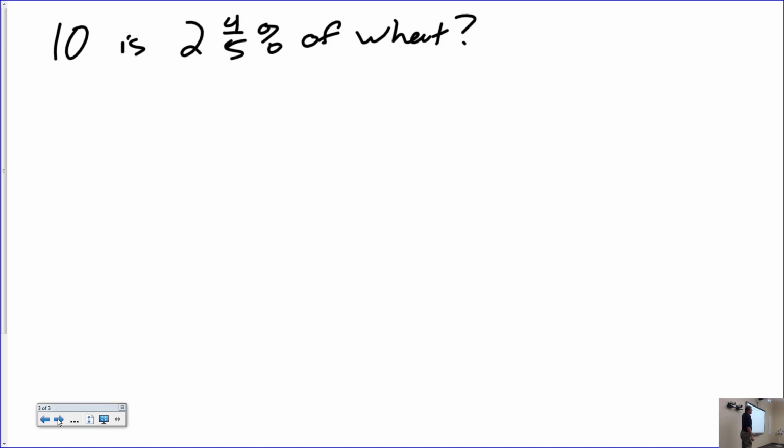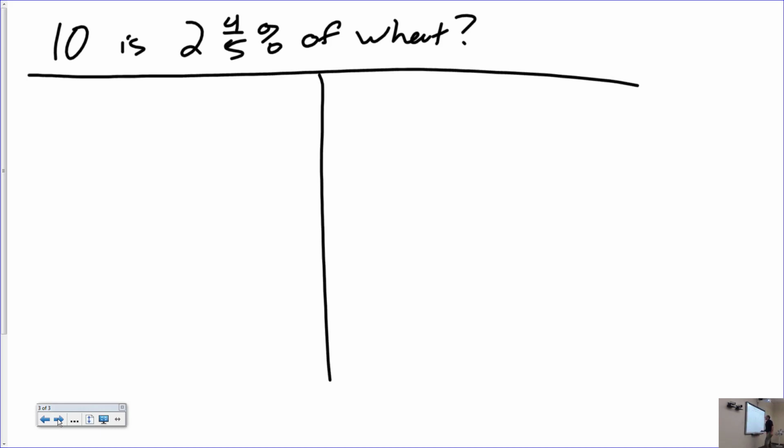So, how should I do this? Which way do you guys like better? Do you like the translation technique or do you like the is over of technique? Translate. Nothing like getting from both sides. All right, so anyways, let's do it both ways then, all right?